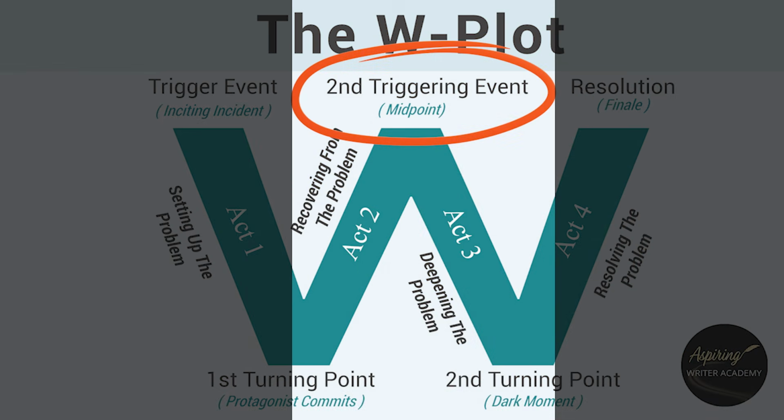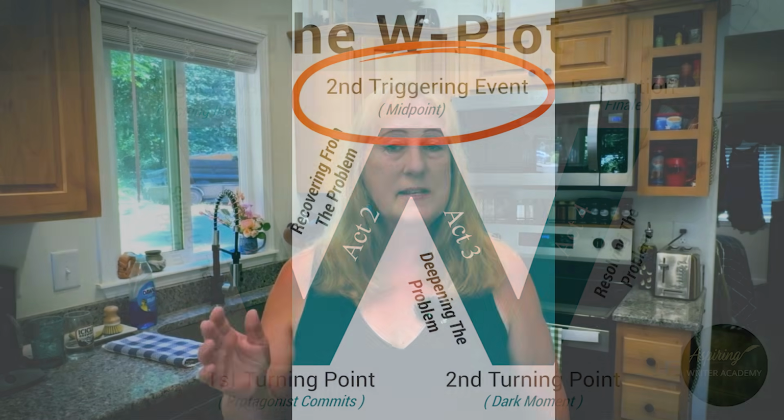Number 2, second triggering event, also known as the midpoint of your novel. Your main character has been in an upswing as he or she learns new skills, gains knowledge, gathers resources, and allies who may help overcome the story problem and achieve the story goal. The protagonist has had some setbacks, but the second triggering event is a huge blow.